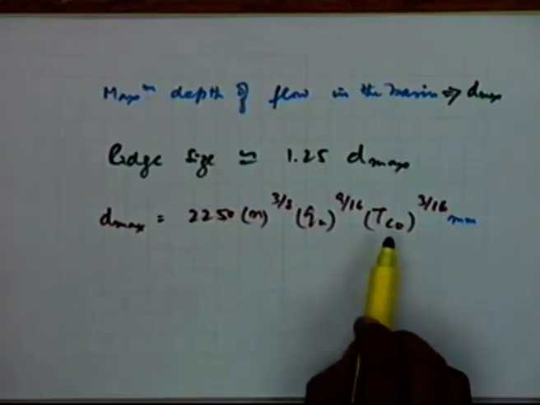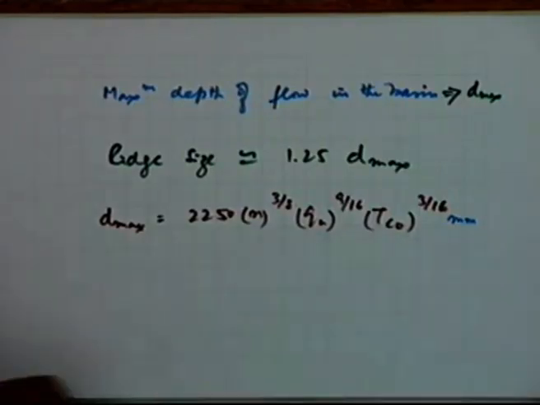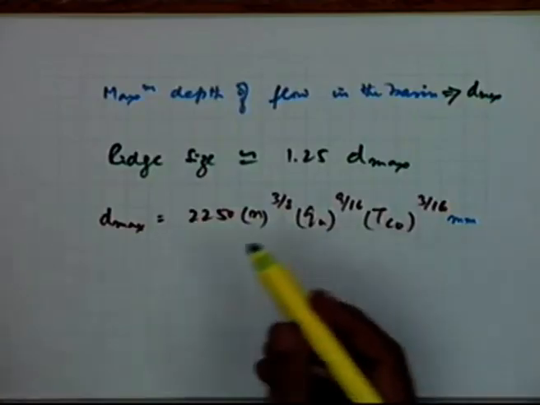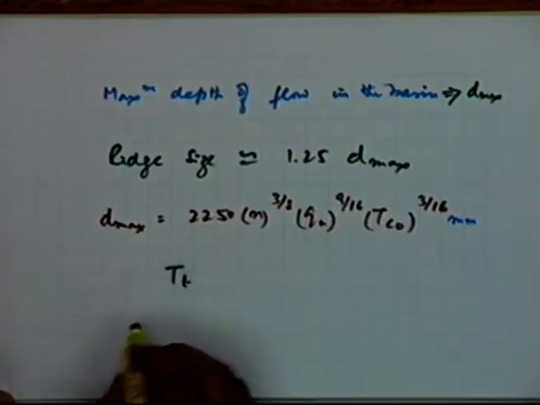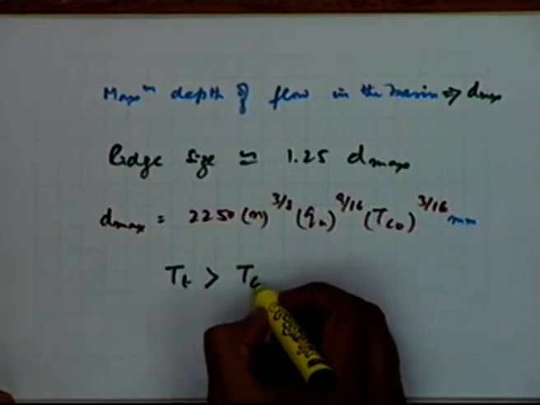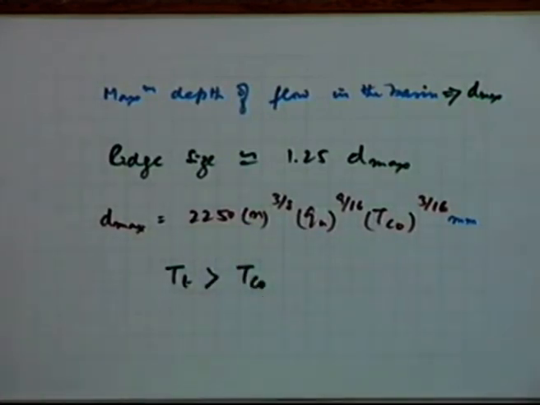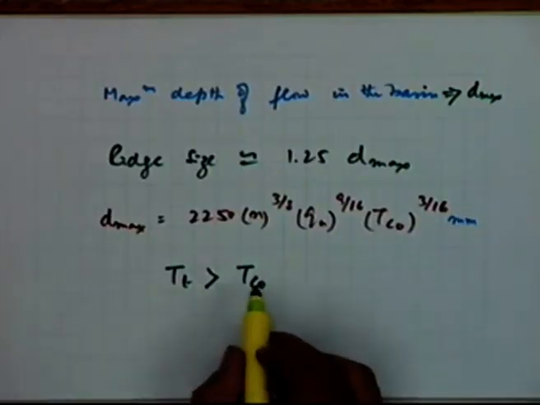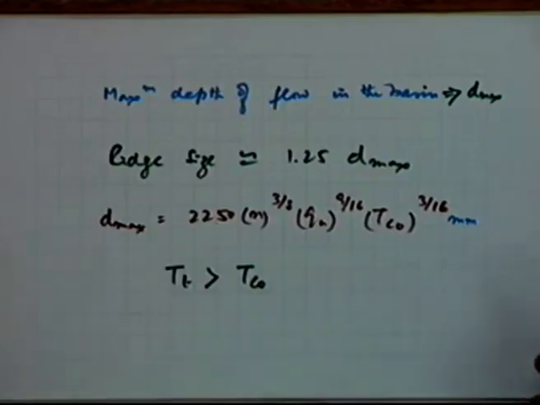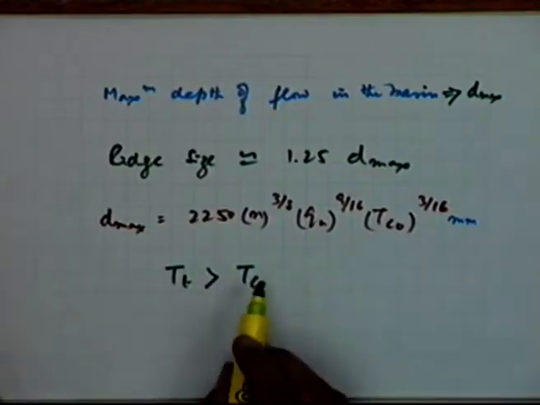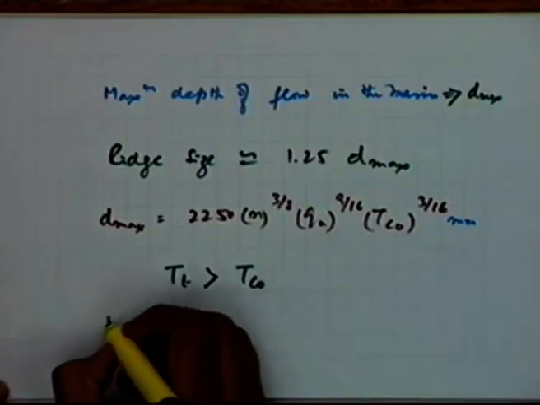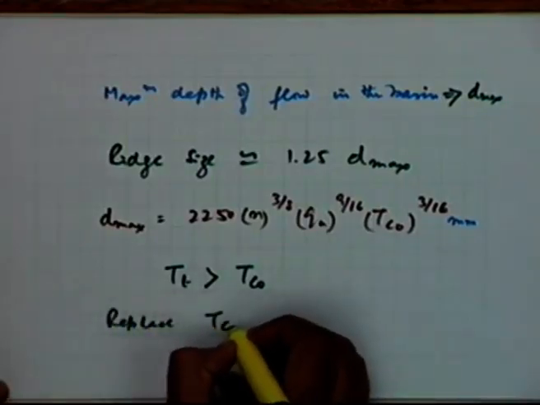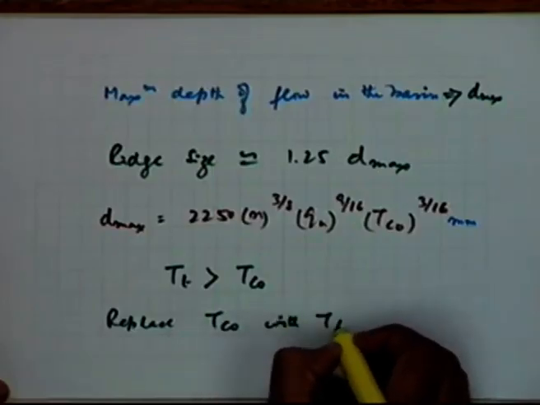Now here there is one requirement, that there might be a situation when the advance time is more than the cutoff time. Now if that is the situation, which can only happen in the case of level basins, then you must, in this equation of D max, replace TCO with TT.